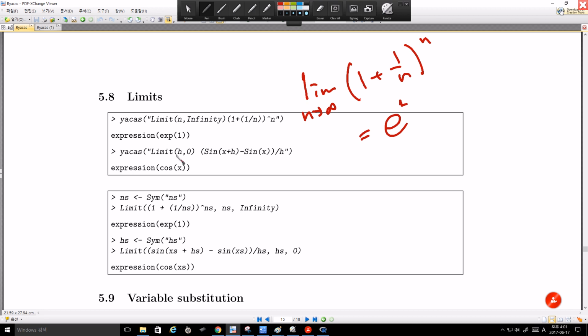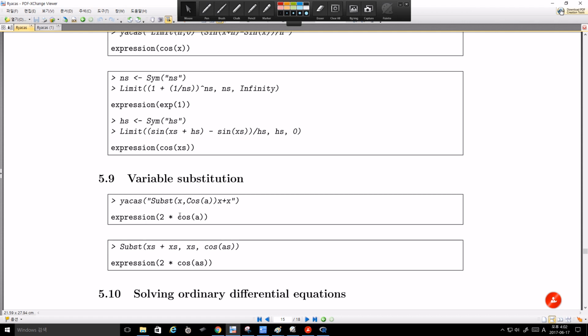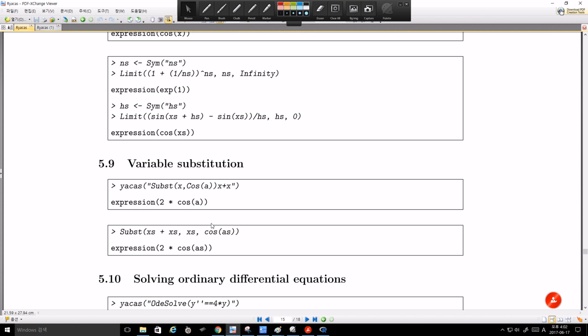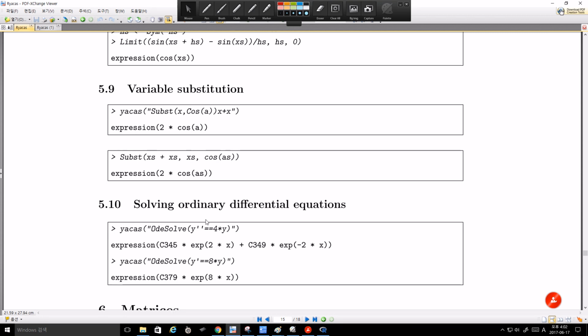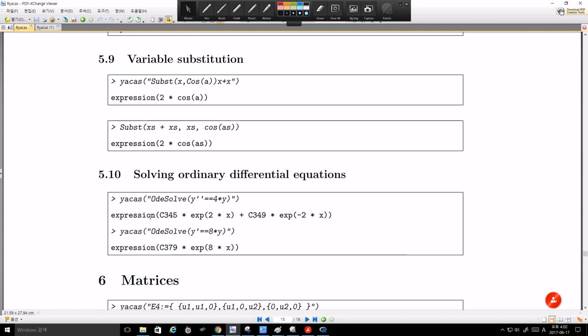So this is true. When h goes to 0, it is basically the derivative of the sine function. Derivative of sine, we know is cosine, so it should be like this one. And the limit, we can do the same thing. Okay? And then variable substitution, we substitute this one. And then, yes, substitution, that's fine. And then we can solve ordinary differential equations.